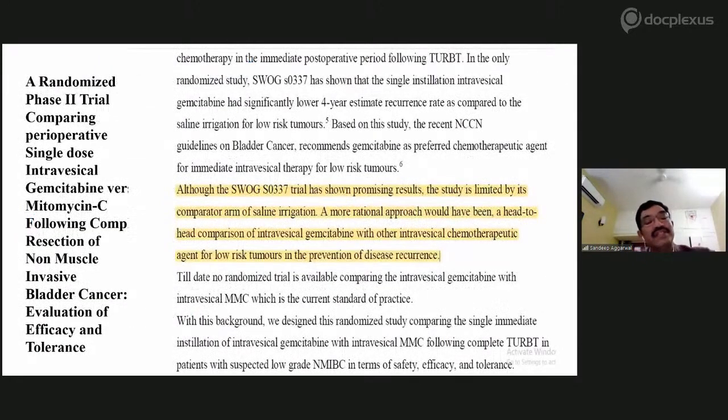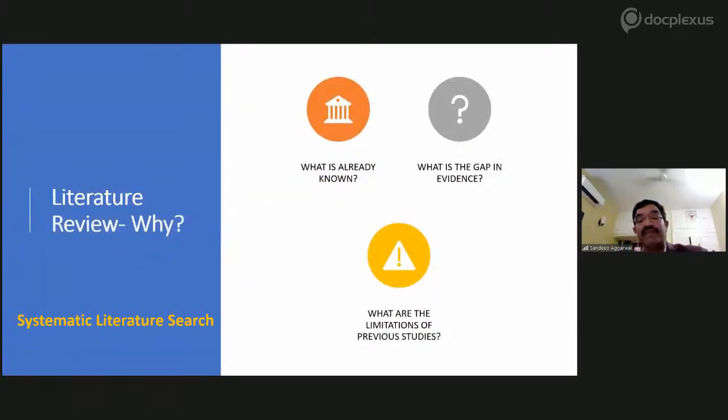Another example. This was an excellent protocol which I came across, a beautifully written randomized control trial, and that's why I kept it for teaching purposes. Now, had the authors not done a good search, they would not have found that although there's an existing randomized trial, the comparative group was saline irrigation, which was probably not a good thing. So they said, although this trial has shown promising results, the study is limited by its comparator arm of saline irrigation. A more rational approach would have been a head-to-head comparison of intravesical gemcitabine with other chemotherapeutic agents. So this is the limitation of the previous study I was talking about.